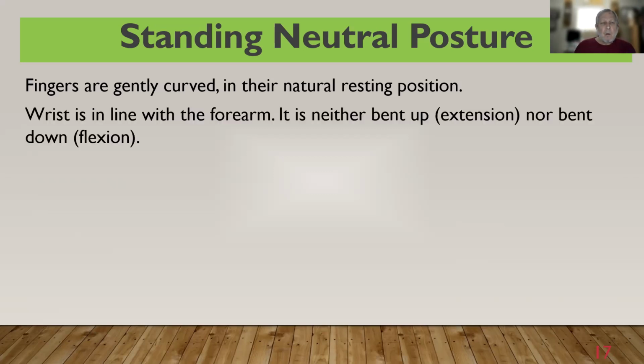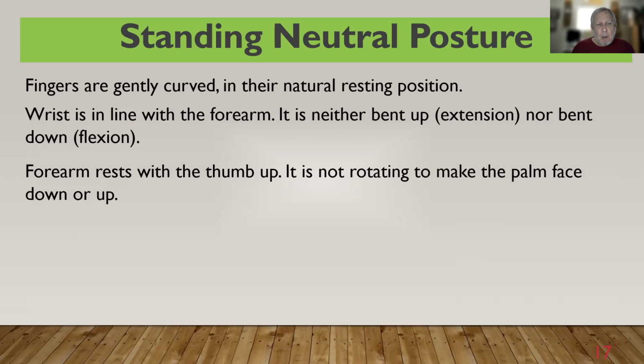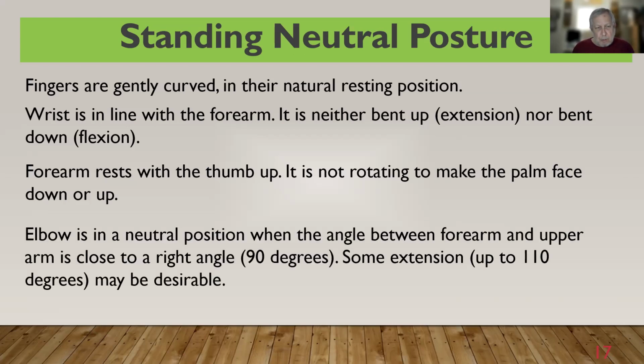The wrist is in line with the forearm. It's not bent up, down, in, or out. Now, the standing neutral posture sometimes has your arm out in front of you, as if you're holding something. The forearm rests with the thumb up. It is not rotated to make the palm face down or up. So you have your hands in front of you, your elbow at 90 degrees, and your thumb sticking up. That's your natural position, or neutral posture.